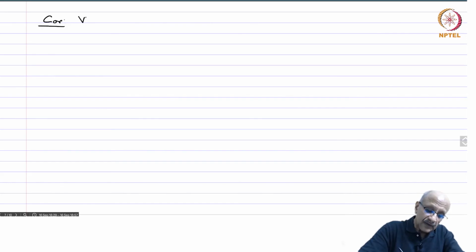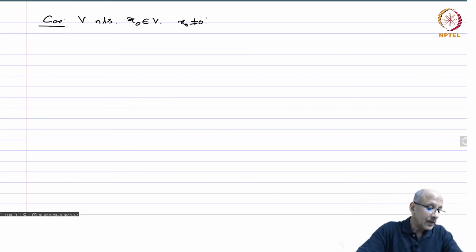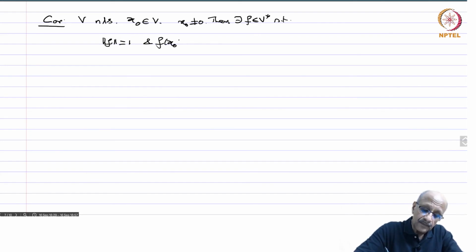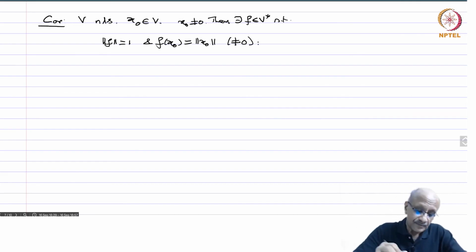So V is a normed linear space and x naught in V, x naught not equal to 0. Then there exists f in V star such that norm f equals 1 and f of x naught equals norm x naught, which is obviously not equal to 0. Okay. So this says that the dual space is very rich. There are lots of continuous functionals.